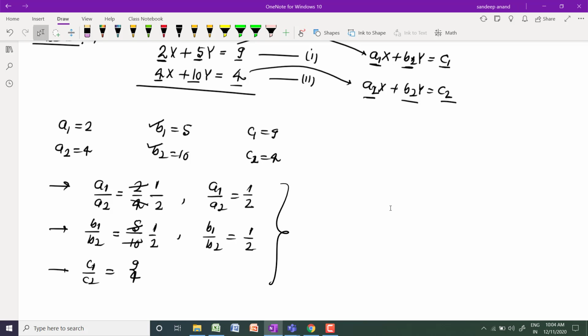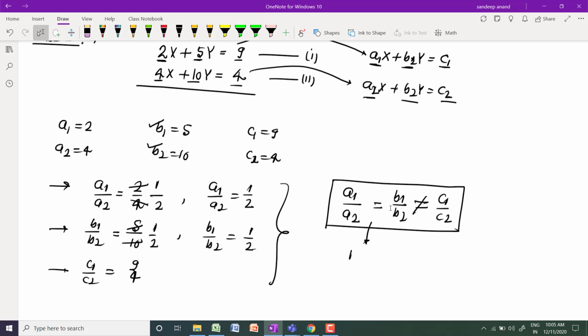So here the condition comes. Whenever you find a condition like this, a1 by a2 is equal to b1 by b2 but does not equal c1 by c2. Okay. Sir, no solution. In that case, you will get no solution. Absolutely right. So what happened in this case actually?